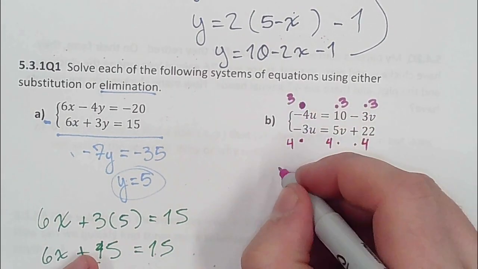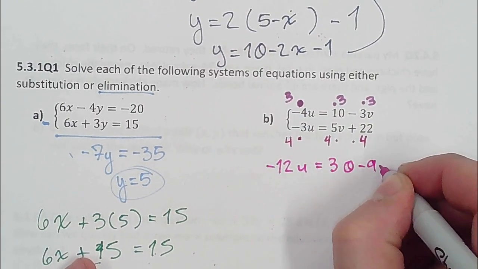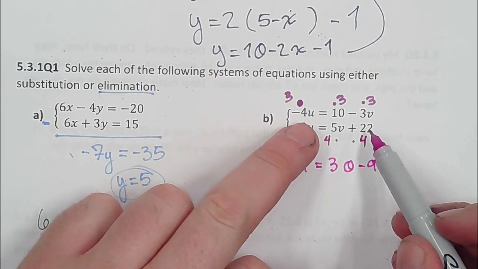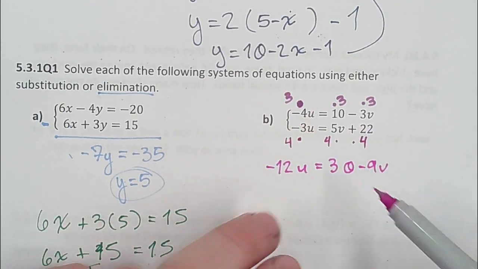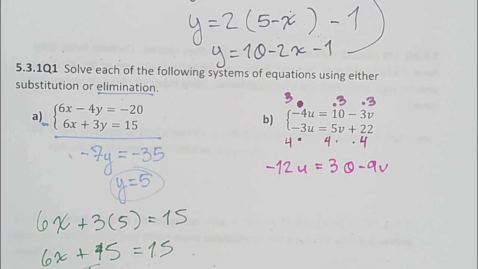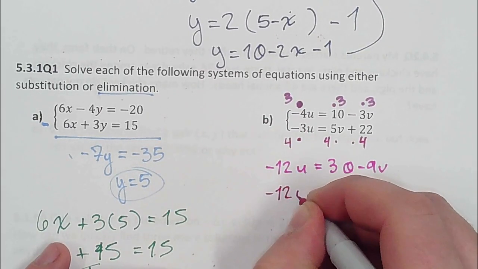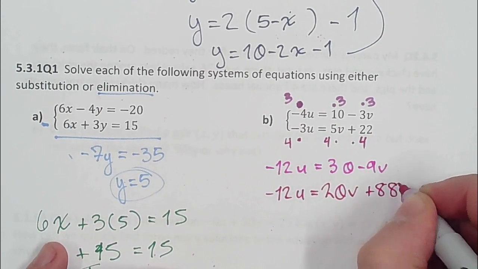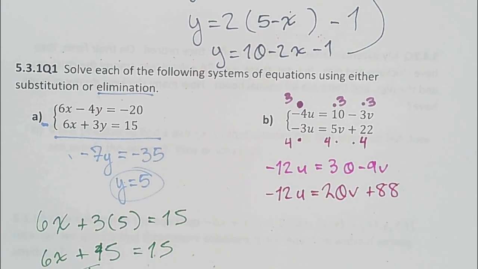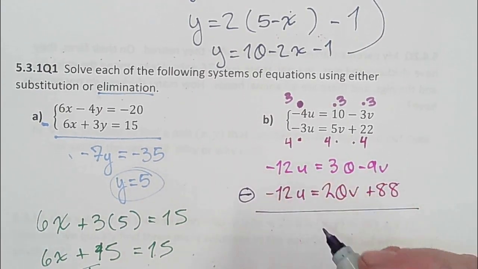I get one where I get negative 12u equals 30 minus 9v. And notice this is the same equation as this. Right? All we did was times everything by 3. It's the same pattern. We did not change the problem. And here timesing by 4 gets me another negative 12u, 20v's, and 88. Now, if I were to subtract these, I would eliminate u.